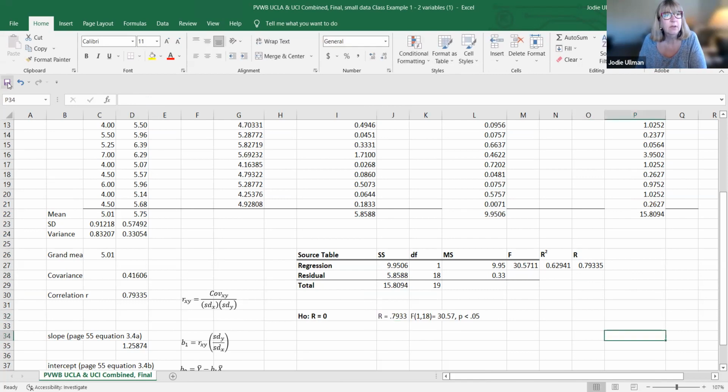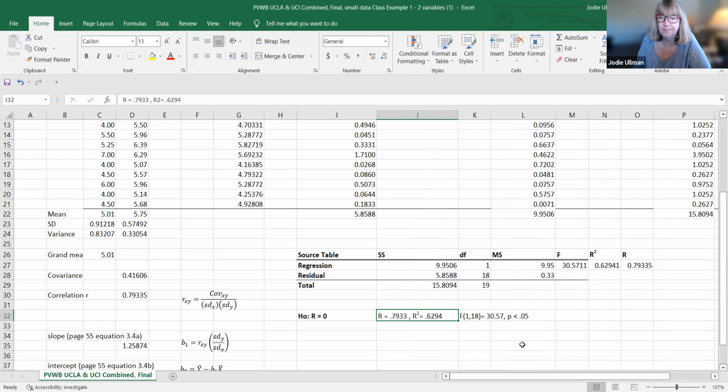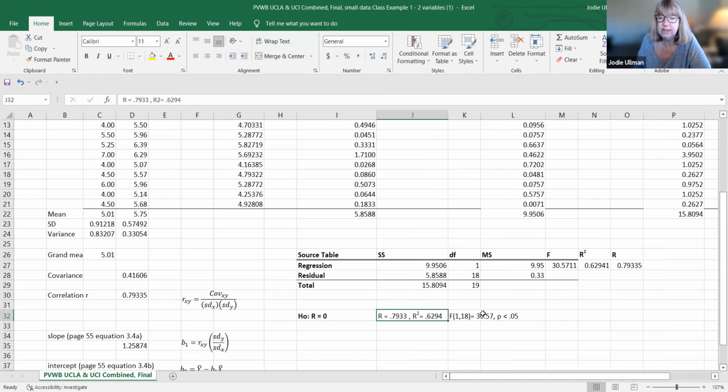Let's put this together. What we're doing here is we're testing this F ratio, the 30.57, which is testing the null hypothesis that multiple R, this capital R, equals 0. So what we're asking with this analysis is, is this 0.7933 significantly different from 0? And our answer is yeah.